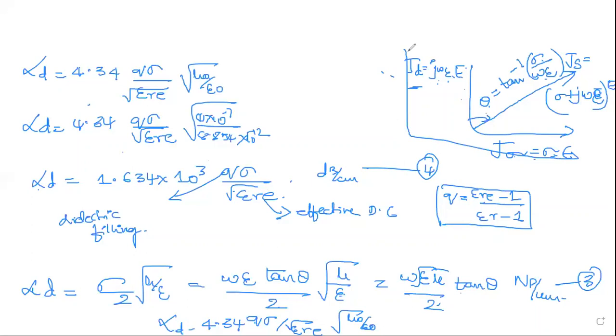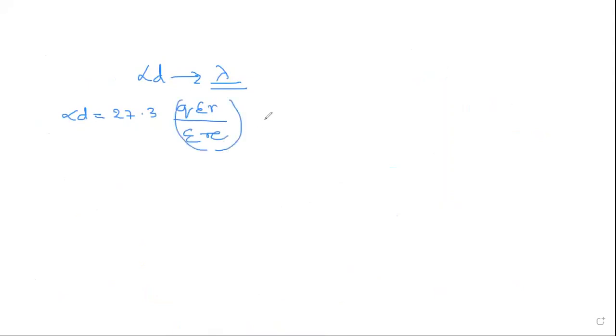I'll clear the screen. Now the same attenuation constant, the dielectric constant, you have to write in terms of wavelength, or you have to derive in terms of wavelength. The equation that you have to get is 27.3 Q epsilon R by epsilon Re tan theta divided by lambda G, which is in dB per lambda G. So we need to derive it now in terms of wavelength.